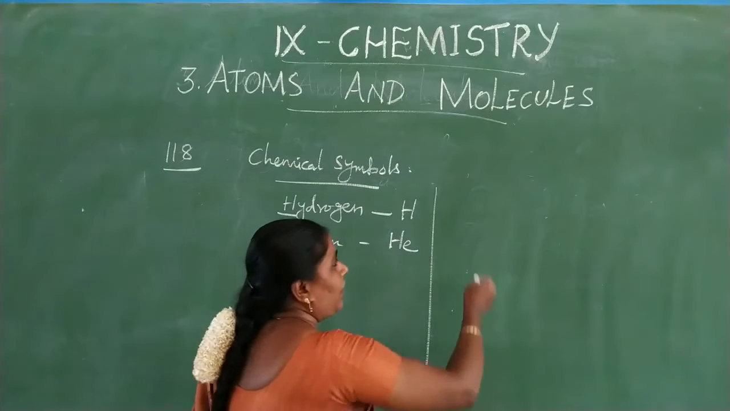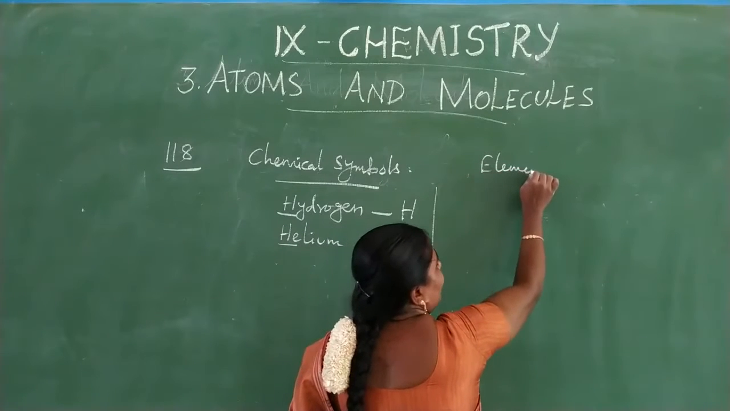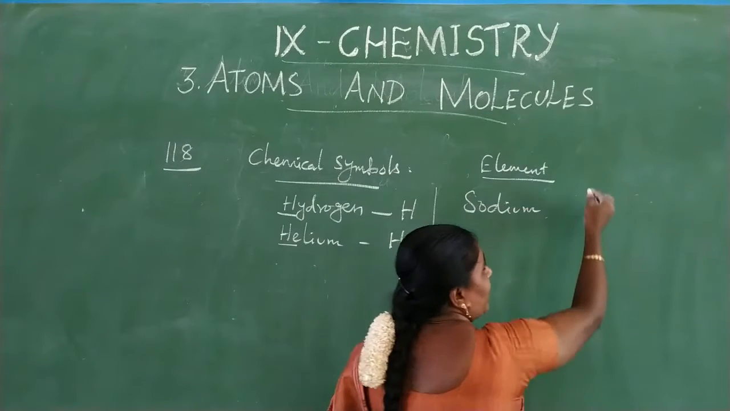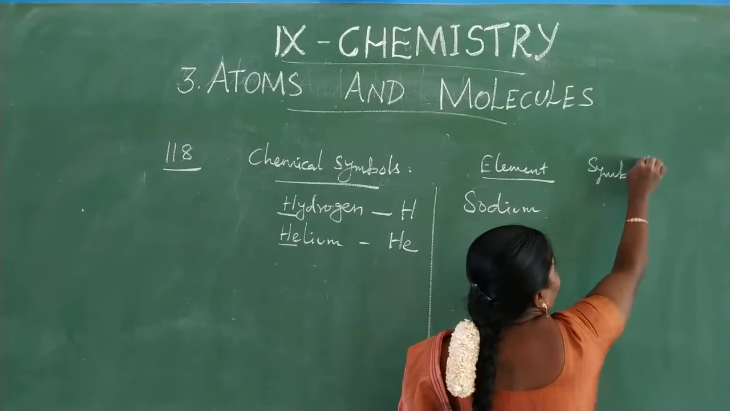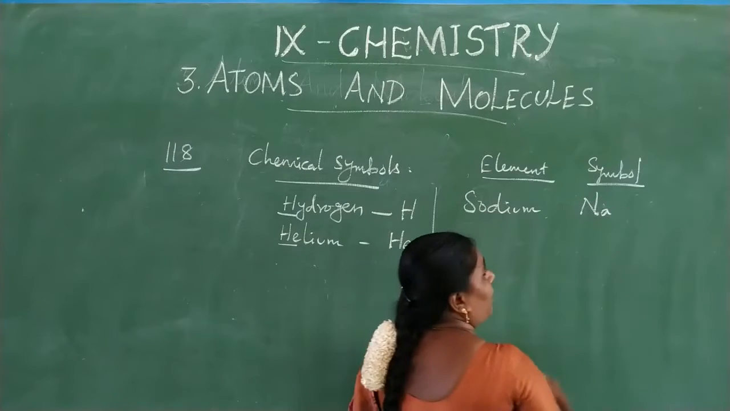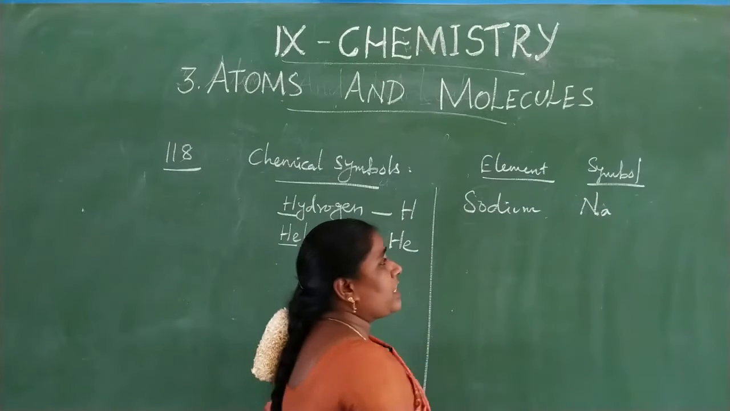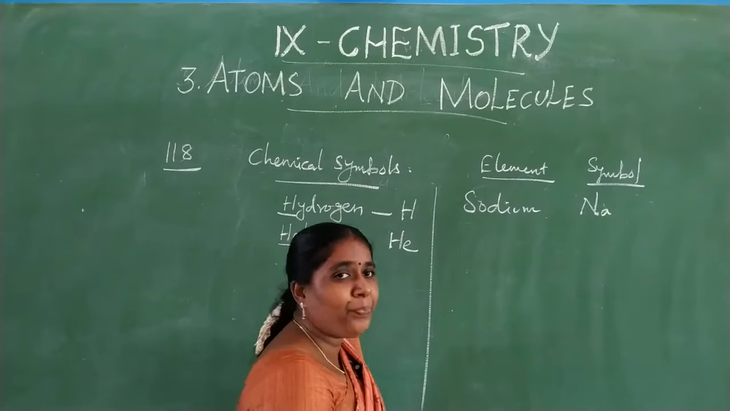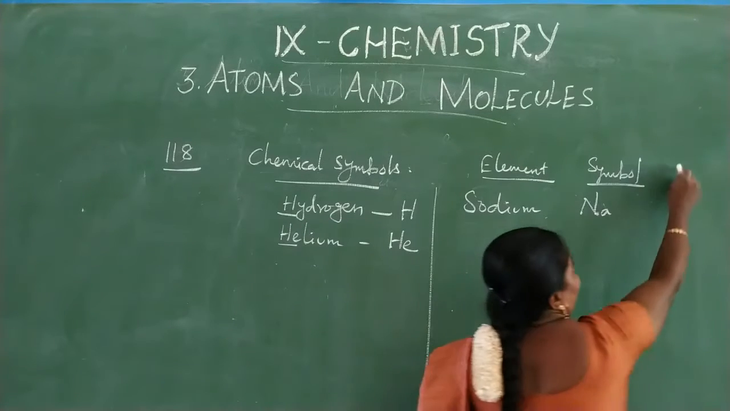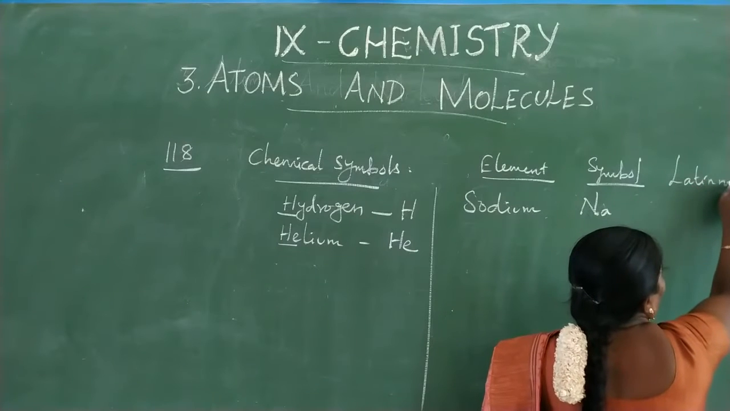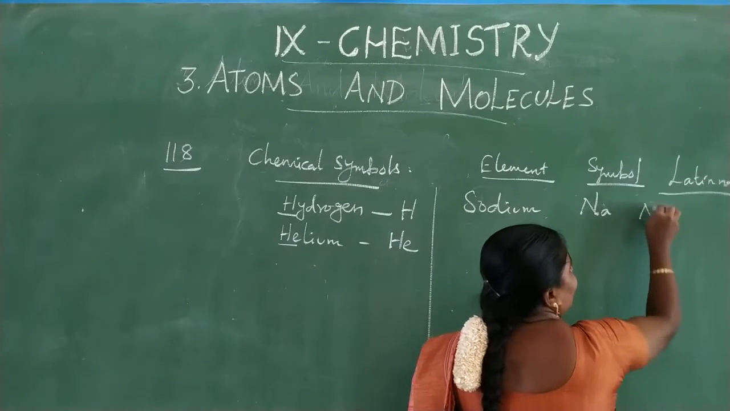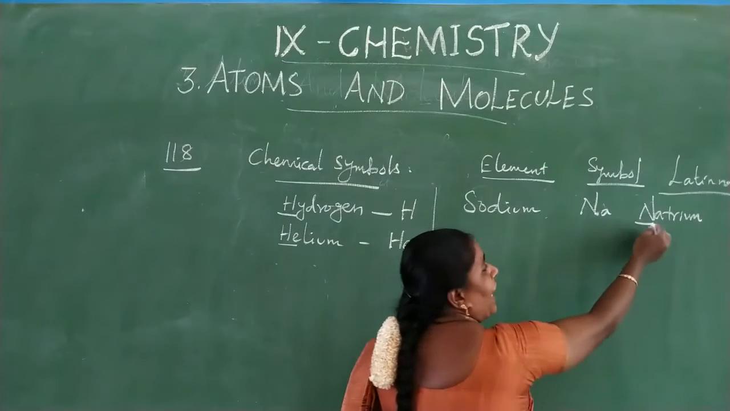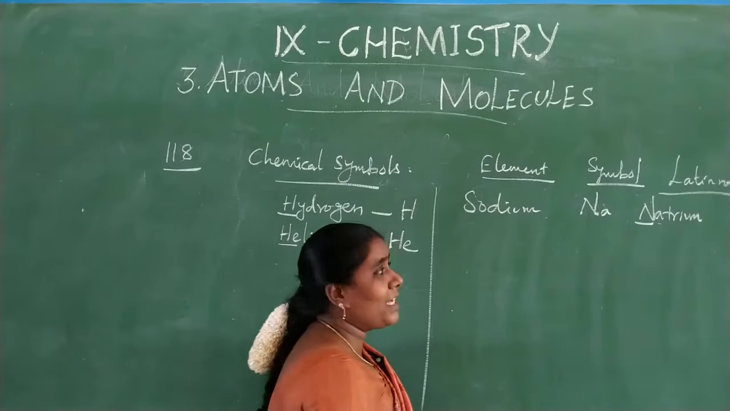See, how will you choose? For example, take sodium. What is the symbol for sodium? It is Na. But how are we getting this Na? In the word sodium there is no N and no A. But we take it from its Latin name. What is the Latin name of sodium? Natrium. So from this, the first letter and second letter are chosen as the symbol.